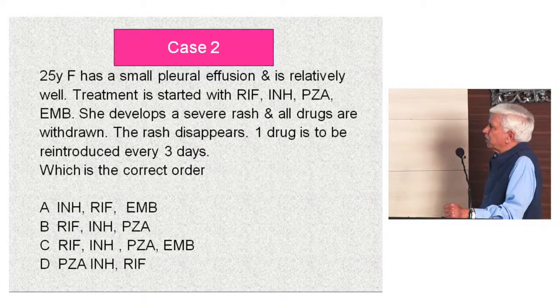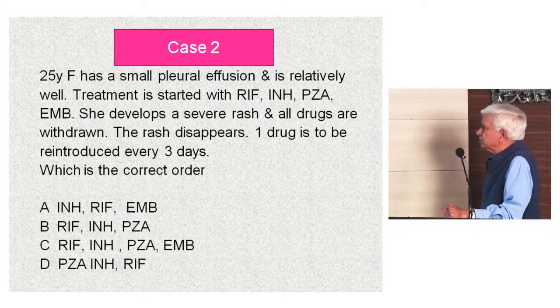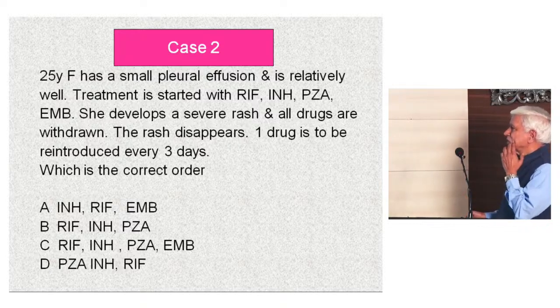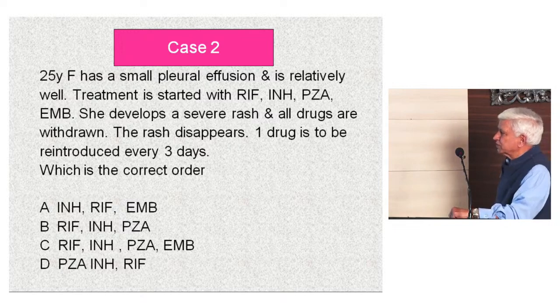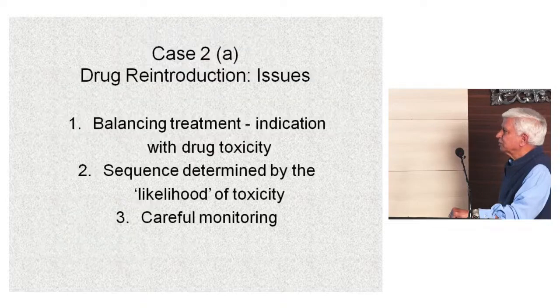Here is a patient with small pleural effusion, relatively well, treated with rifampicin, INH, pyrazinamide. Severe rash, all drugs are withdrawn. The rash disappears, and one drug is to be introduced every 3 days. A. INH, rifampicin, ethambutol. Any different?